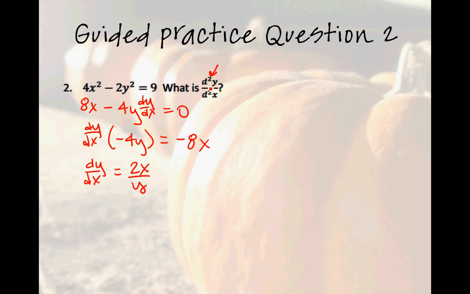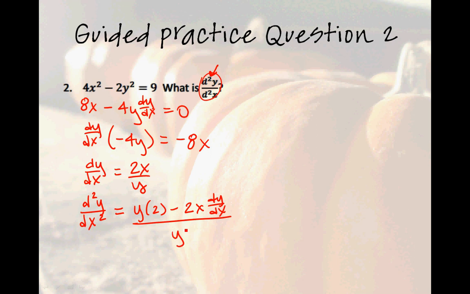Okay, so now we want to do that again, take the derivative once again. So we have the second derivative, and we're going to have to use the quotient rule now. So we have low d high minus high d low all over low low. Okay, so if we simplify that, we have 2y minus 2x dy/dx over y squared. And you see we kind of have a mess. We can substitute some stuff in though.